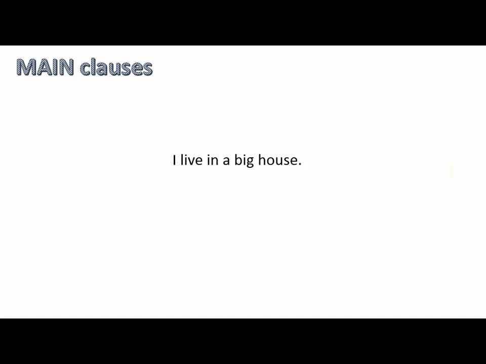Here's an example of a sentence that has a main clause. I live in a big house. We have one verb in this phrase, and this clause can stand on its own as a complete sentence. Nothing needs to be added for this to make sense, and so this stands on its own as a main clause.